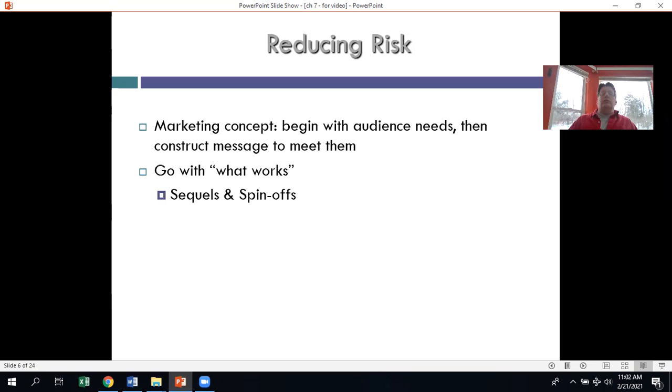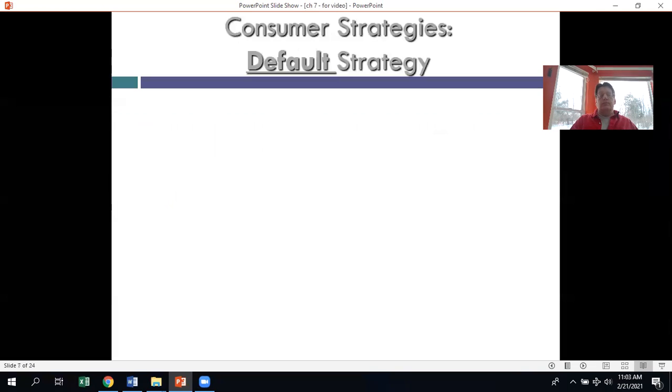And one of the things that media companies do is they go with what works. So they go with sequels and spin-offs. So if a movie is successful, they'll oftentimes make sequels because there's a much higher degree of confidence that that movie is going to make money because they already had an original that was successful, as well as spin-offs. So you think about all the CSI TV shows or Law and Order TV shows, they're going with what works.